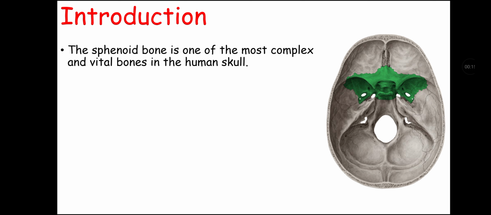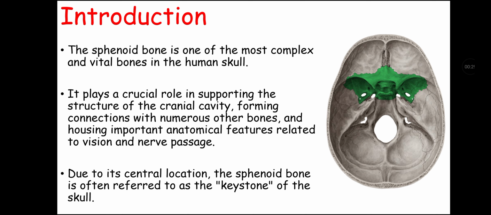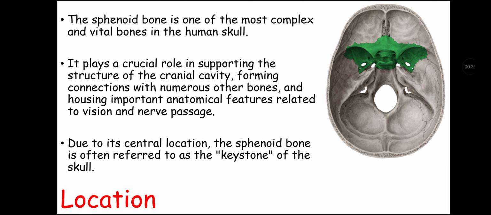The sphenoid bone is one of the most complex and vital bones in the human skull. It plays a crucial role in supporting the structure of the cranial cavity, forming connections with numerous other bones and housing important anatomical features related to vision and nerve passage. Due to its central location, the sphenoid bone is often referred to as the keystone of the skull.